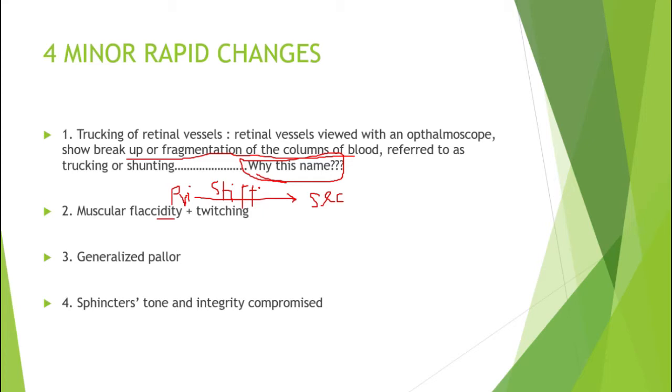So prior to the rigor mortis, there is complete flaccidity, which is called primary flaccidity, and after the rigor mortis, there is again complete flaccidity, which is called secondary flaccidity, and there is also twitching. Now, why does twitching occur?